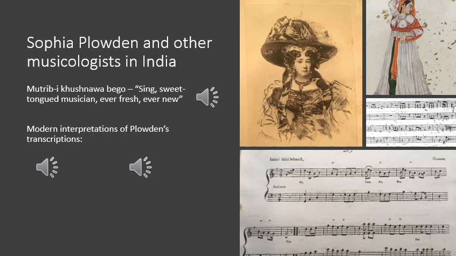So the first example I'll play for you is from the Oriental Miscellany. This is a tune written down by Sophia Plowden that was transcribed into a harpsichord format. It's a song called Mutrabi Kwashnawa Bego, which is Sing Sweet Tongue Musician. It's a ghazal, a type of poem, written by the famous poet Hafiz, in Persian. This is what she heard, and then translated into this example of harpsichord music. So I'll play that for you, and we'll discuss a little bit about what you've heard.